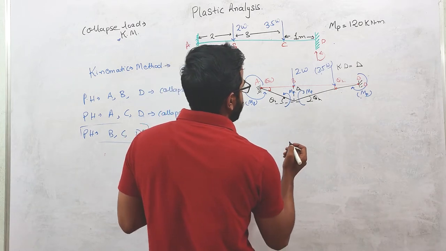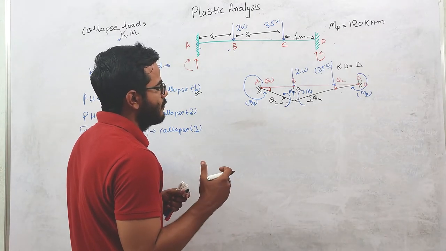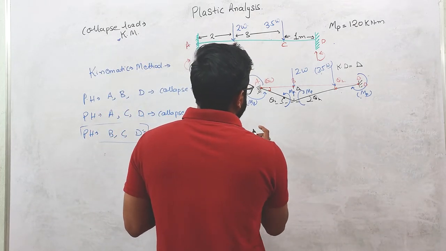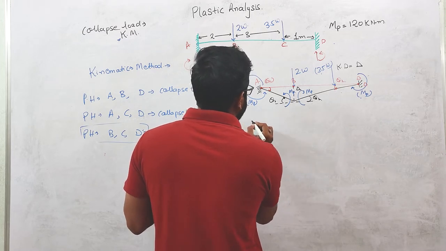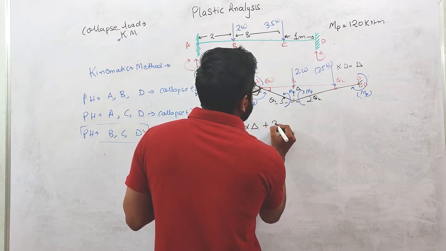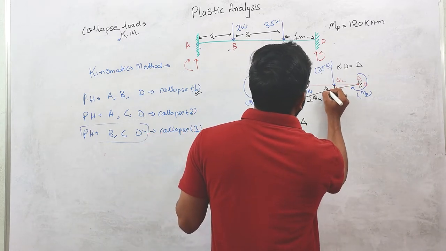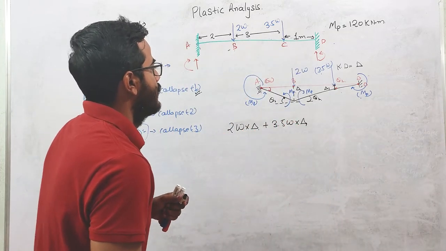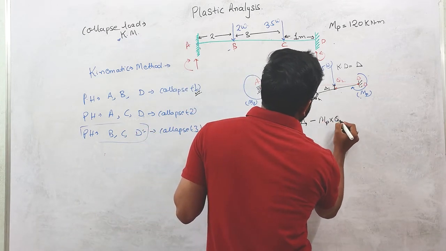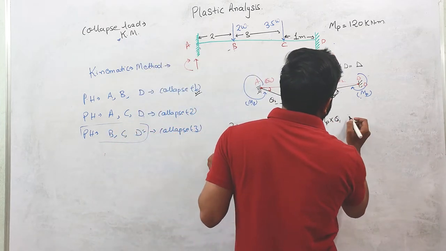Using the concept of the virtual work method, the structure should be in equilibrium. If you apply the principle of virtual work, I can write total work done is equal to 2W into delta, plus 3.5W into delta 1. Let us suppose under this load the displacement is delta 1. Minus Mp into theta 1. Again, the internal work done at this point will be minus Mp into theta 1.